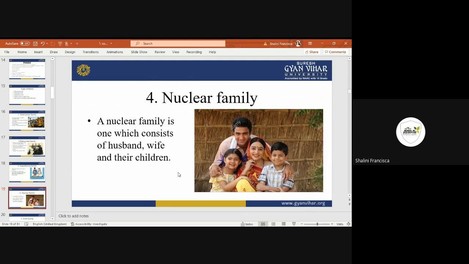So, as we have studied, the main function of family is what the family means. A nuclear family consists of this particular thing. Husband, wife, and children are only there. It doesn't contain any other person who is related to them, like maternal uncle or paternal uncle, maternal aunt or paternal aunt, or grandfather, grandmother. So nobody else is there.